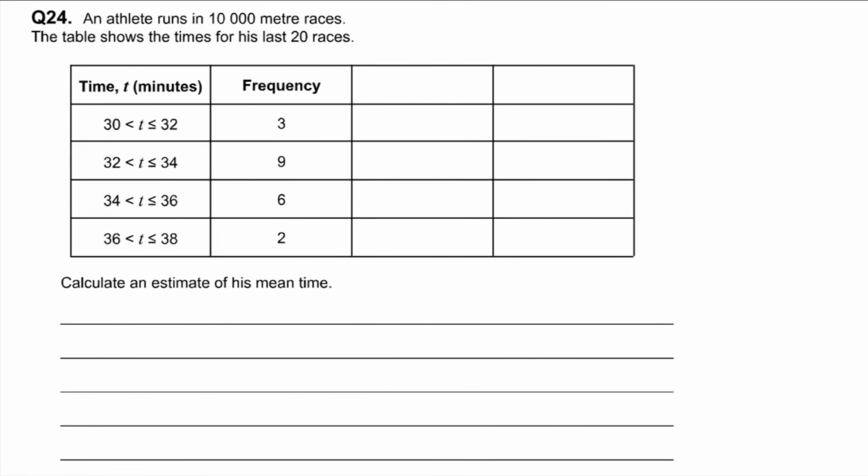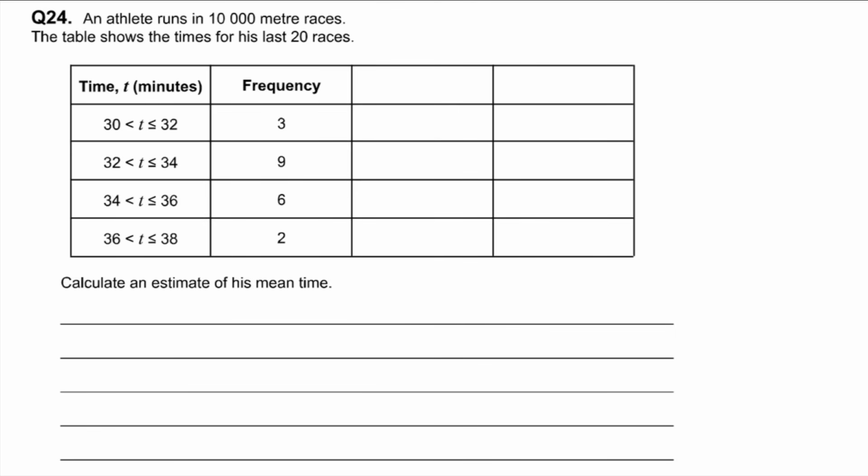Question 24. An athlete runs in 10,000 meter races. The table shows the times for his last 20 races. So I've got time in T minutes. Some races he ran 30 to 32, then 32 to 34, 34 to 36, 36 to 38 on various frequencies. We need to calculate an estimate of his mean time.